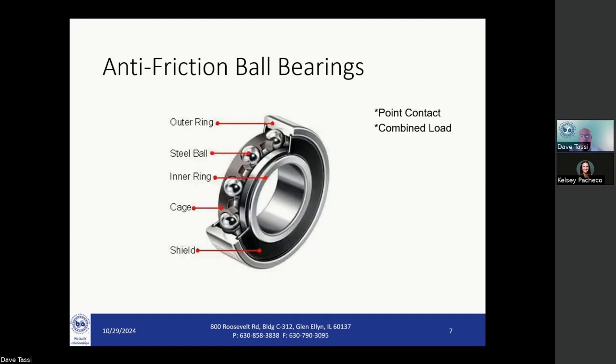Anti-friction ball bearings consist of an outer ring, an inner ring, rolling elements, in this case steel balls, a cage to separate those elements, and then generally some sort of shield or seal to keep the lubrication in and the contaminants out. Again, ball bearings produce a point contact and are able to accept combination loads.